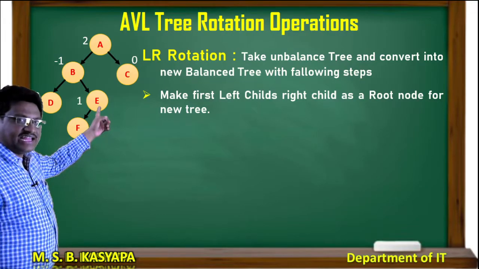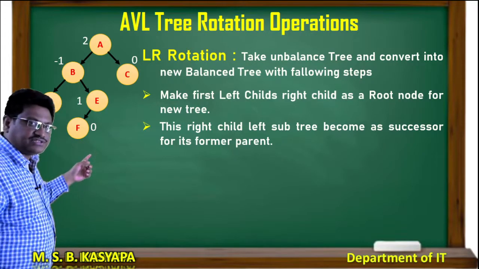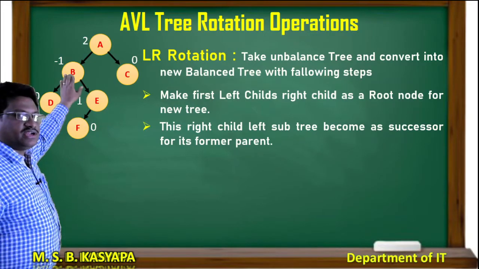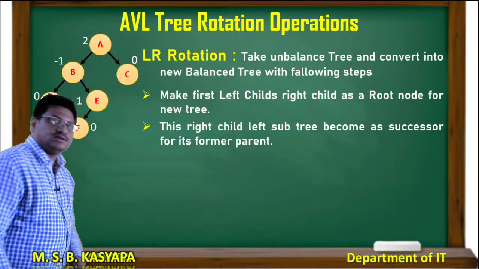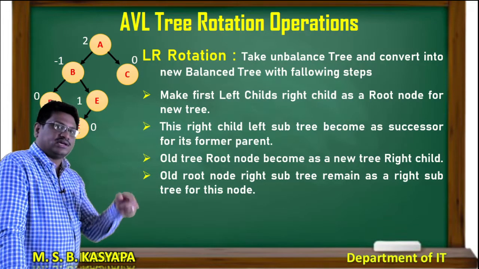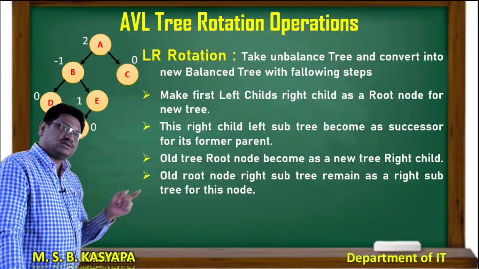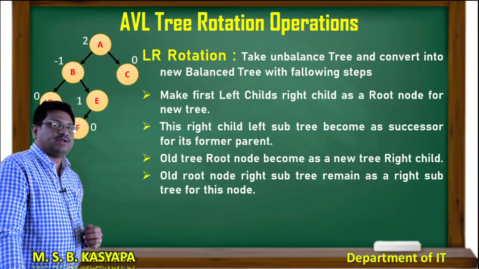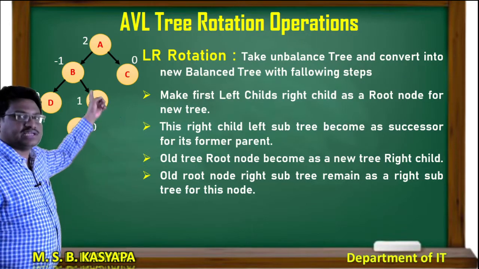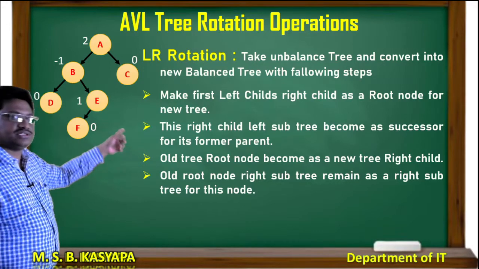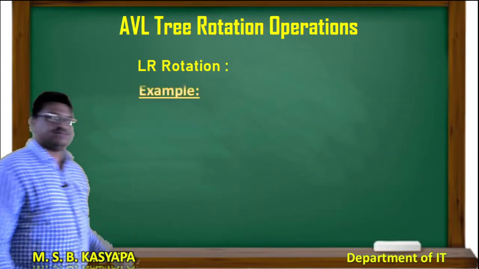Now, if it has any left childs, they should be converted to the B. It should be linked to the B. Next, the same thing, the whole root node will become a right node. If it has any right subtrees, it will remain as a right subtree. And if this node has any right subtree, the same process, it moves to the right subtree as a left subtree.